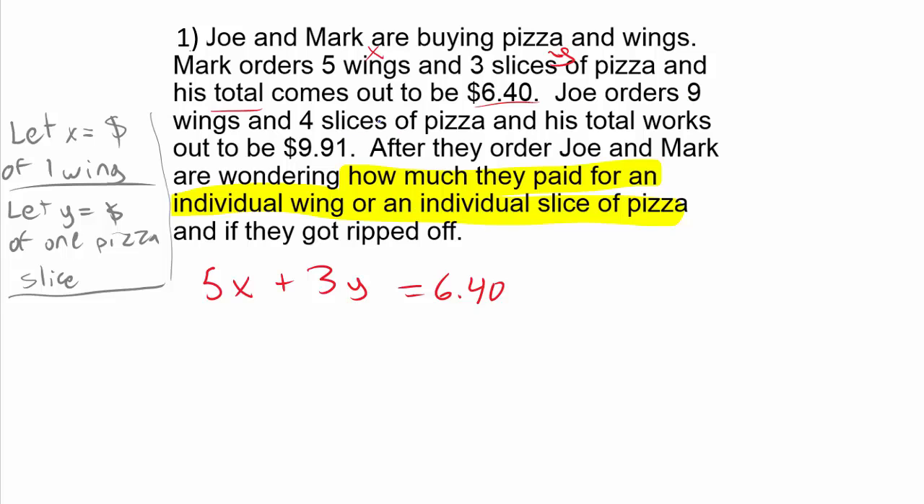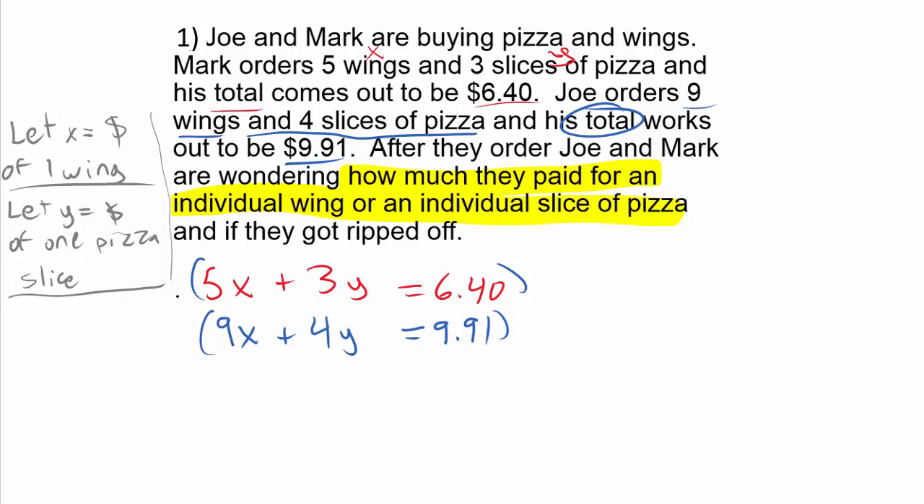Next one, we've got Joe's equation here. Joe orders 9 wings and 4 slices of pizza, and his total works out to be $9.91. Again, if you're totally stuck and you see the word total, it's not a bad idea to just set that equal to something, and then you have to figure out what you need to do with your x's and y's to make it equal $9.91. In this case, this is a very similar equation. It'll be 9x plus 4y equals $9.91. And now from here, we're set up to solve that using elimination or substitution. If we're solving this, probably the easier way would be to cancel out the y's. I'm going to use elimination here. You could use substitution. I don't know why you would, but it's possible to use both in any scenario.